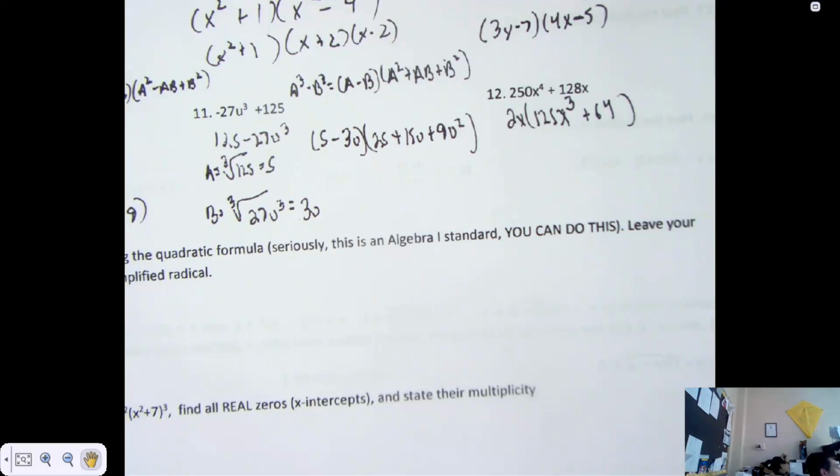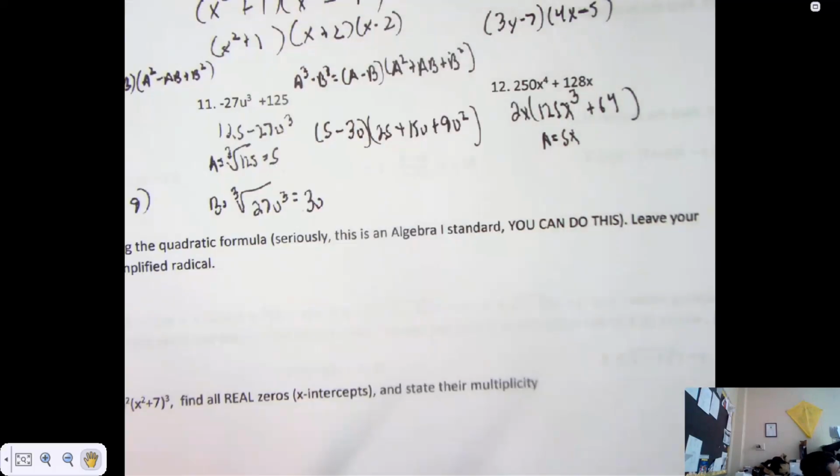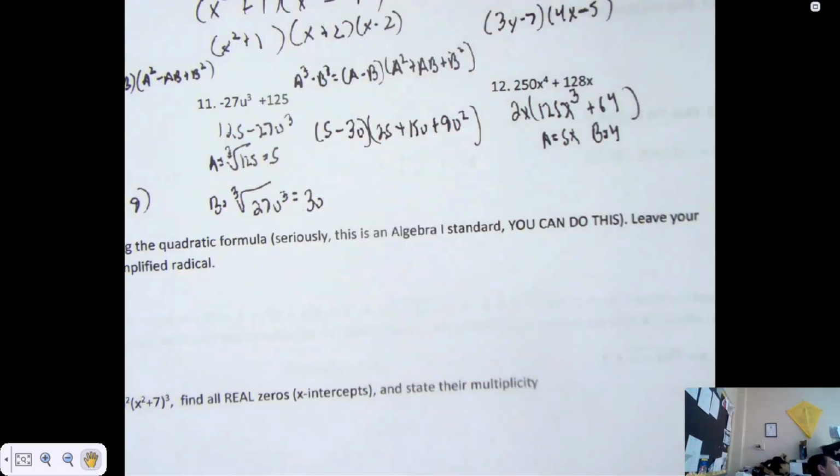And you created something. You created a pattern. What pattern is that? A cubed plus B cubed. That's A cubed plus B cubed. And then A squared minus AB plus B squared. What's A? A is 5x, because a 5x times a 5x times a 5x is 125x cubed. What's B? B is 4. 4 times 4 times 4 is 64. Always has been, always will be.